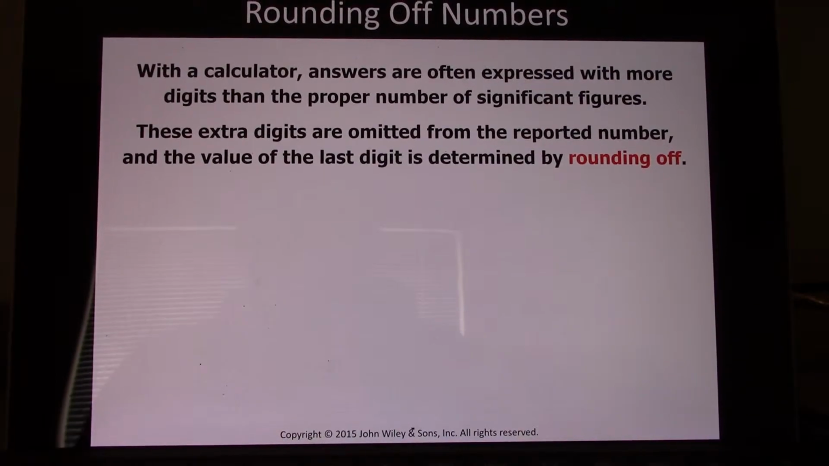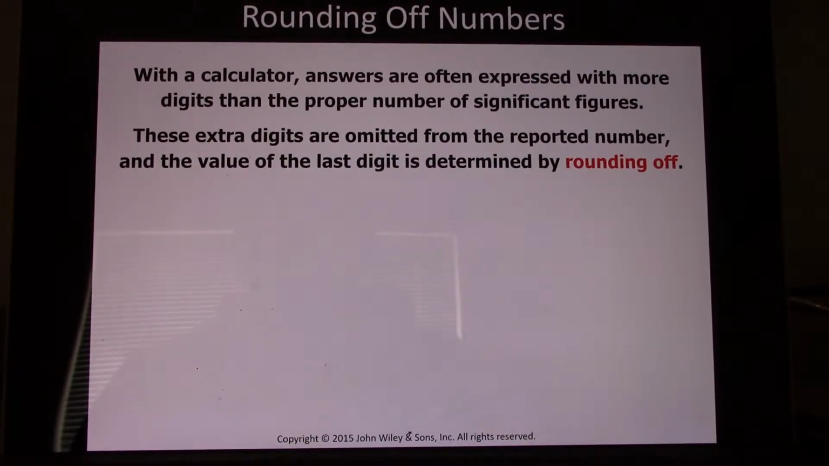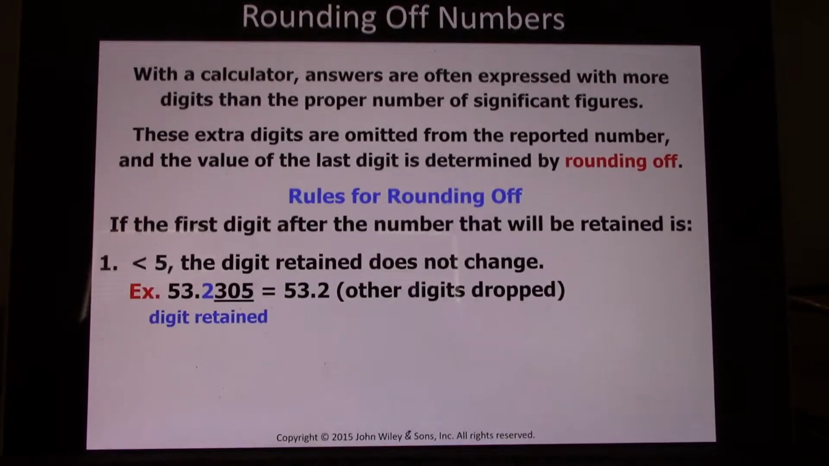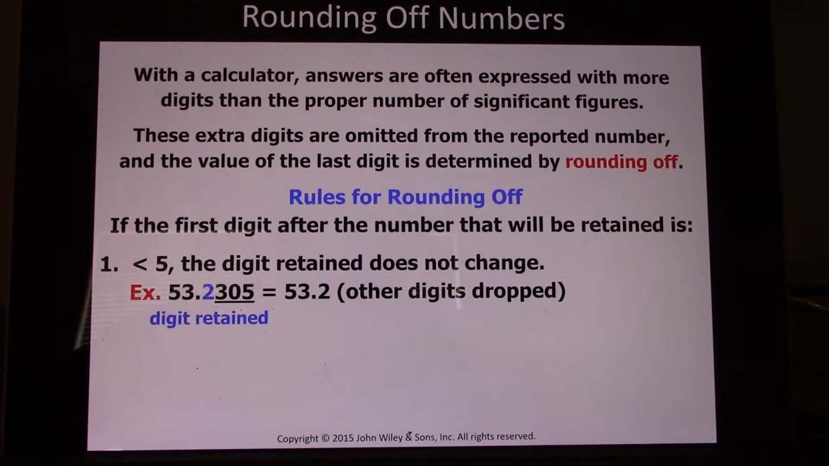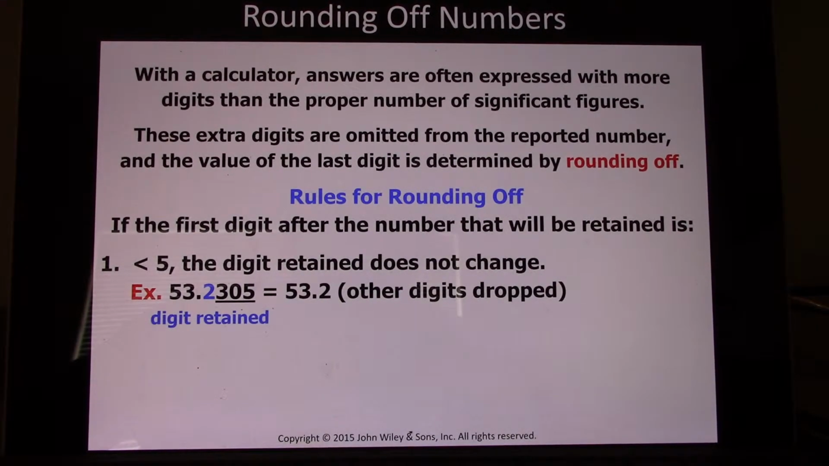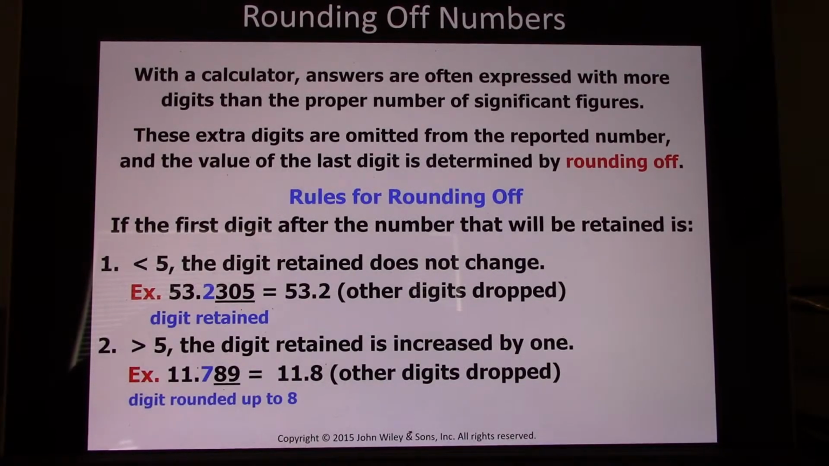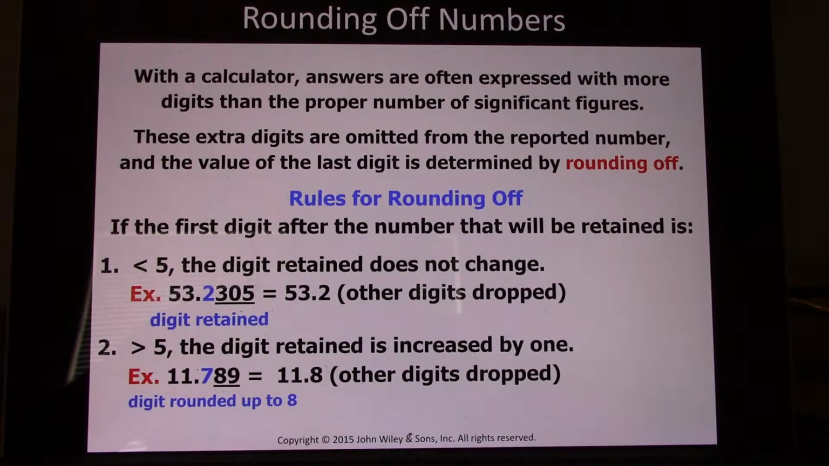Chapter 2, Part 2, we pick up with rounding off numbers. In this class, we use a really simple number scheme. If the first number you're going to chop off is 5 or greater, we round up. If the first number we're going to chop off is less than 5, we round down.